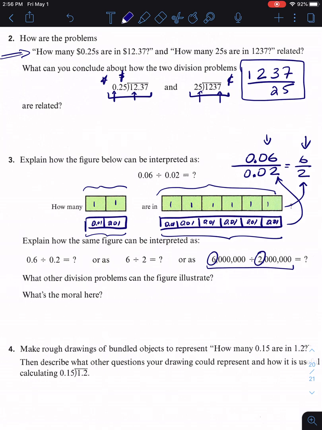So what I would like you to do is write out in your own words what the moral is here, and why we're able to do division with decimals the way that we do it.